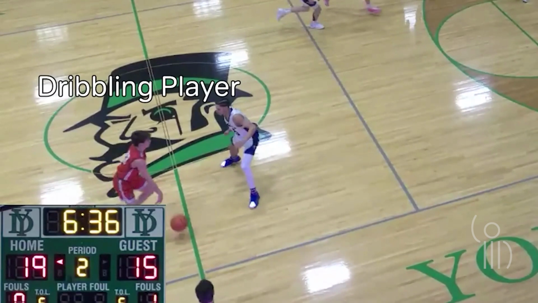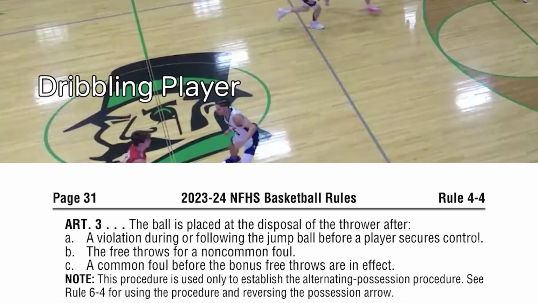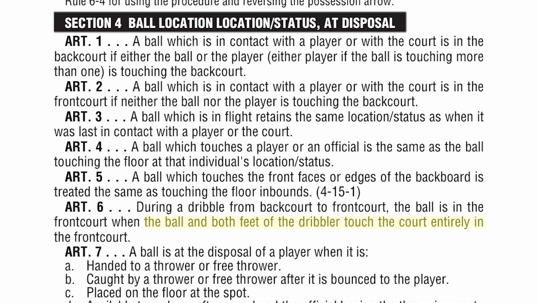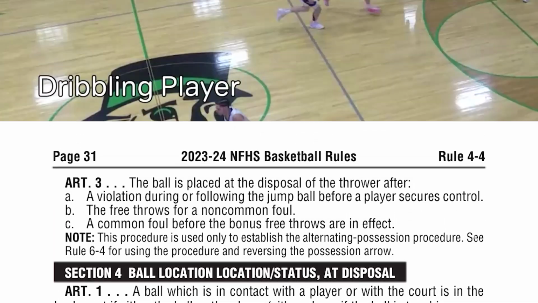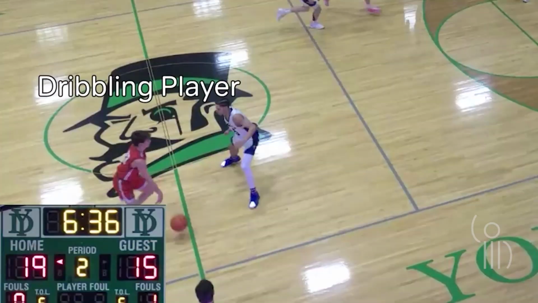And I only say that because the rule book doesn't say anything about all 3 points, even though that's the common language that we use. But the ball and both feet have to touch in the front court entirely. I don't know if that's exactly how it says it, but phrased similarly. They have to touch entirely in the front court before that dribbling player is considered to be in the front court. Which means if one of them does not touch, then they're not considered in the front court, right?